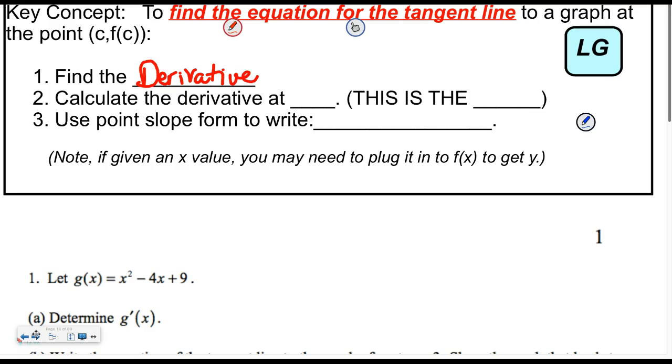Using all rules. Our rules are going to keep going on and on all through the year. Like, what's the derivative of e to the x? We'll have a rule for that. What's the derivative of sine x? We'll have a rule for that. The only rule you have right now is the power rule, so we can only do polynomials.